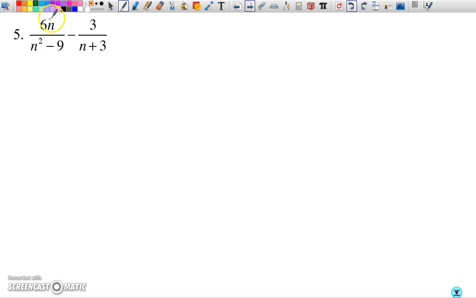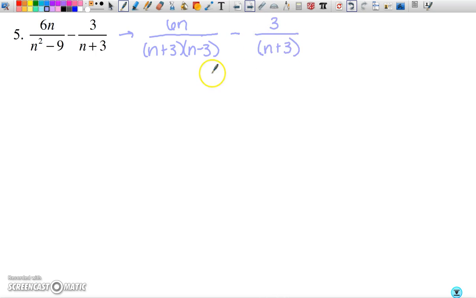Both numerators are only one term, so we don't really have anything to do there. But this n squared minus 9 does need to be factored. They are both perfect squares, so it would be n plus 3 and n minus 3 in that first denominator. And what we're subtracting is 3 times n plus 3, which cannot be factored.